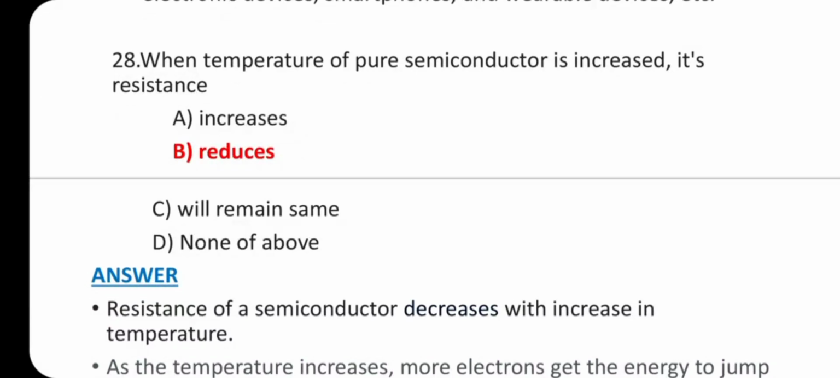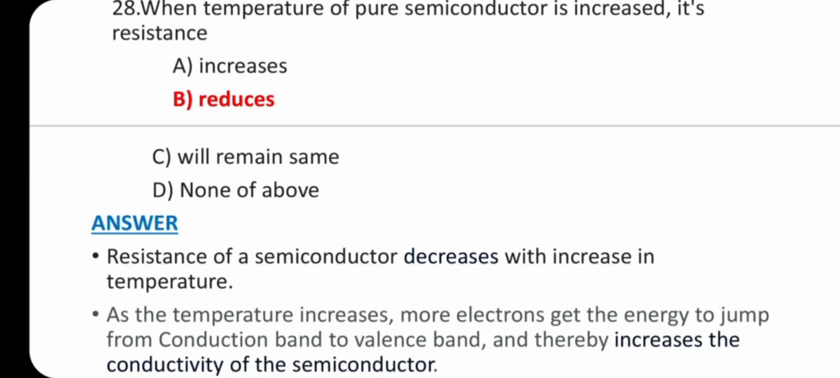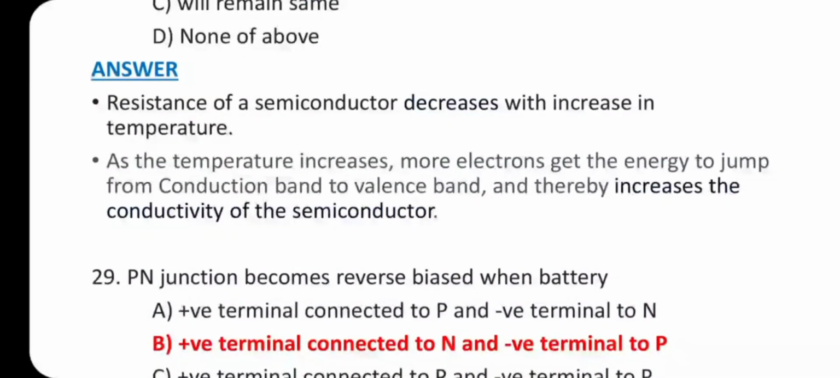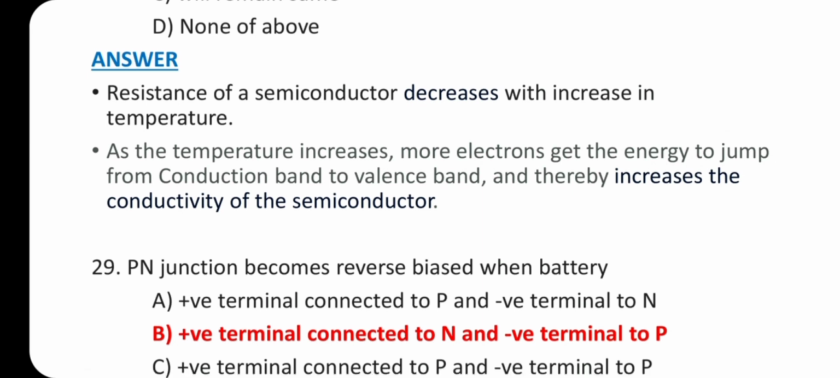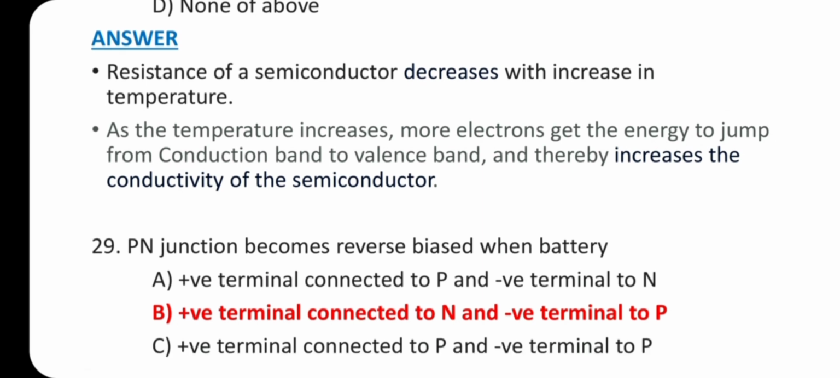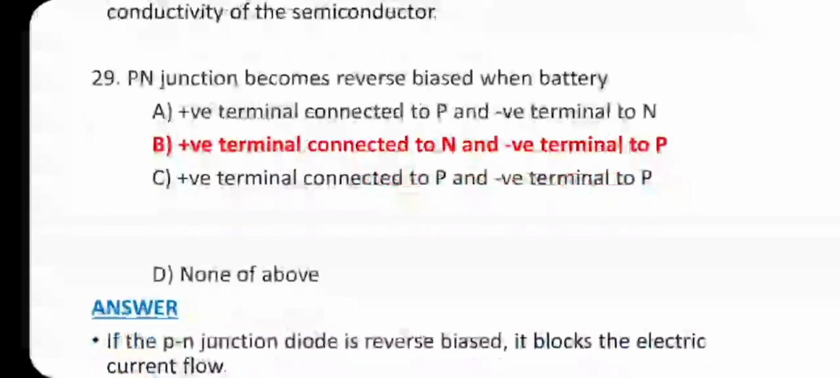Question number 28. When the temperature of a pure semiconductor is increased, its resistance: the answer is option B, reduces. Resistance of a semiconductor decreases with increase in temperature. As the temperature increases, more electrons get the energy to jump from the valence band to the conduction band, thereby increasing the conductivity of the semiconductor.